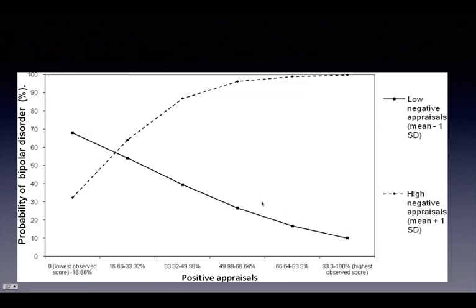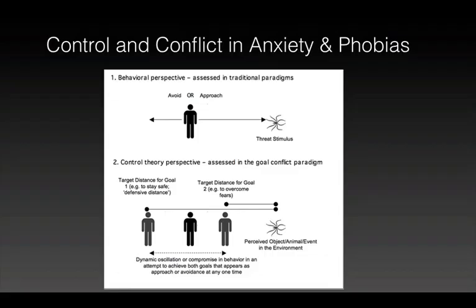But if you have positive appraisals and negative appraisals, high levels of negative appraisals, then the stronger those positive appraisals, the greater the likelihood of having bipolar disorder, right up to over 90% when these conflicting appraisals are combined together.